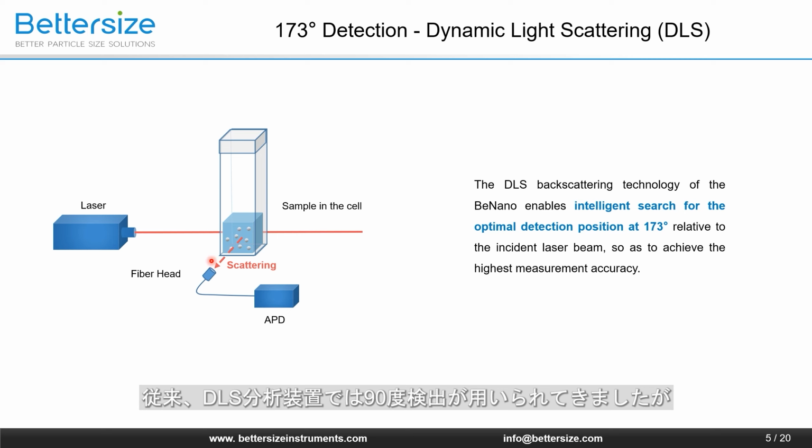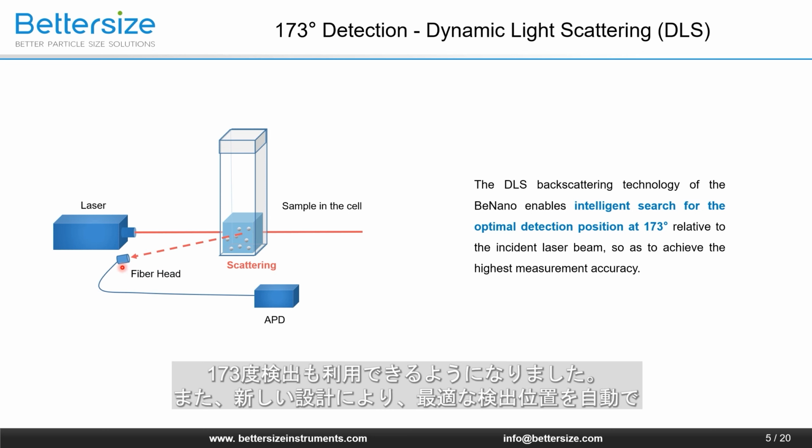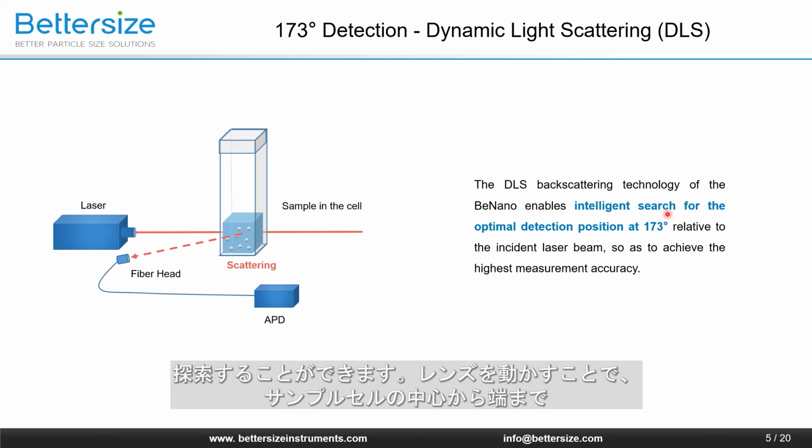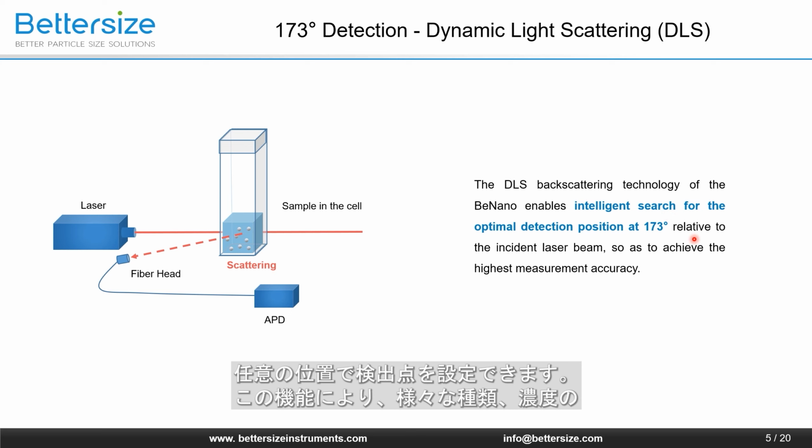Traditionally, the 90-degree detection is used in DLS analyzers. Now, in advanced optics, 173-degree detection is utilized, and this novel design allows intelligent search for the optimal detection position. By moving the lens, the detection point can be set at any position from the center to the edge of the sample cell. This allows the detection of different types and concentrations of samples to be considered.